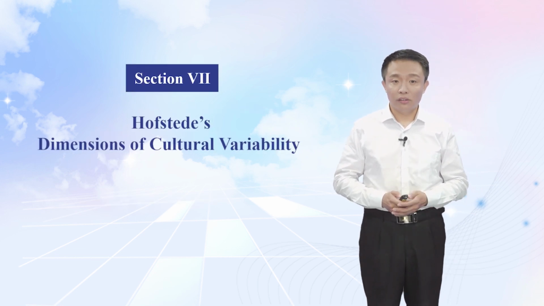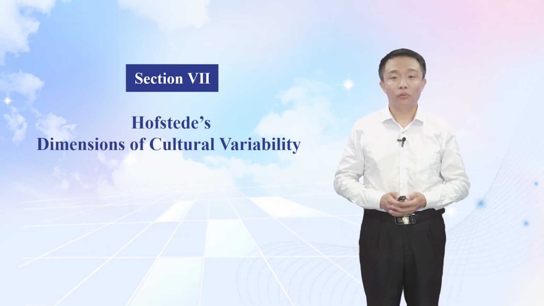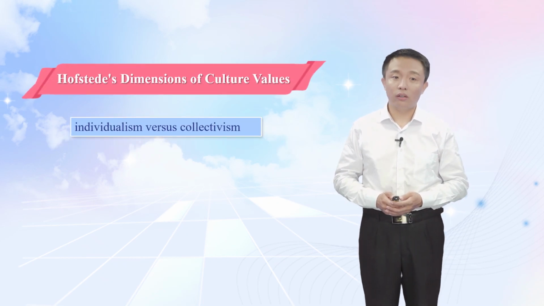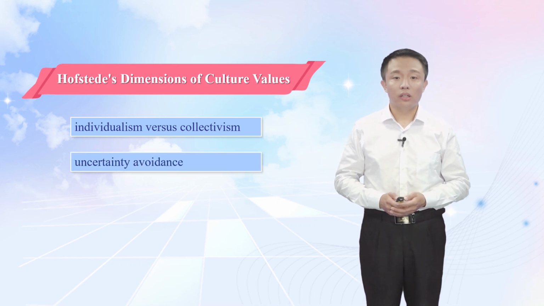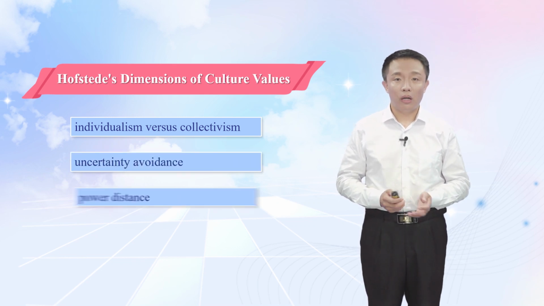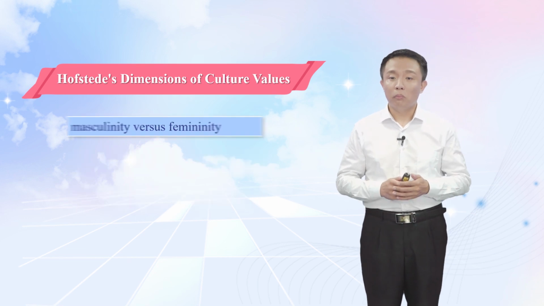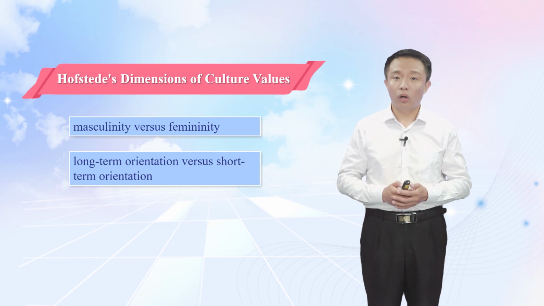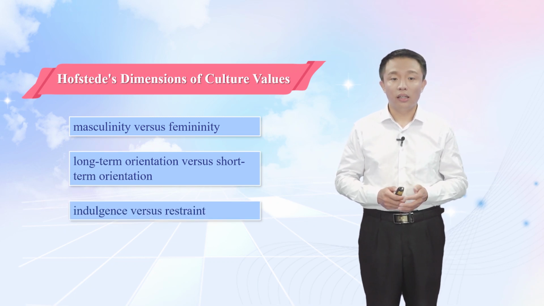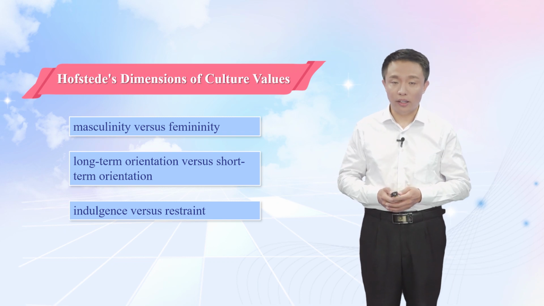The theory of cultural dimensions put forward by Hofstede is the most influential intercultural theory in the world. Here are Hofstede's dimensions of cultural values: individualism versus collectivism, uncertainty avoidance, power distance, masculinity versus femininity, long-term orientation versus short-term orientation, and indulgence versus restraint.